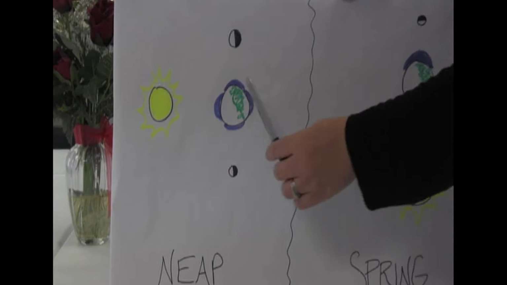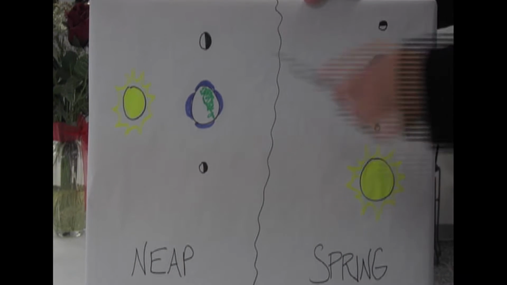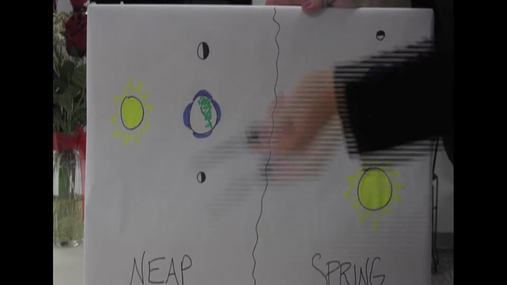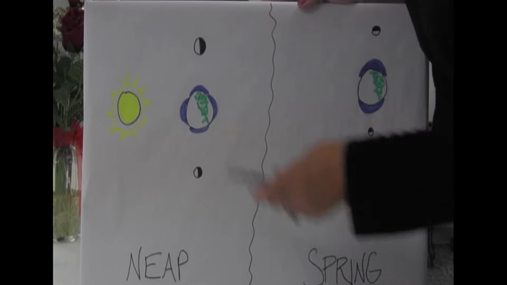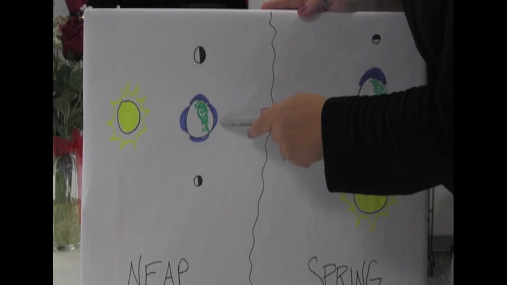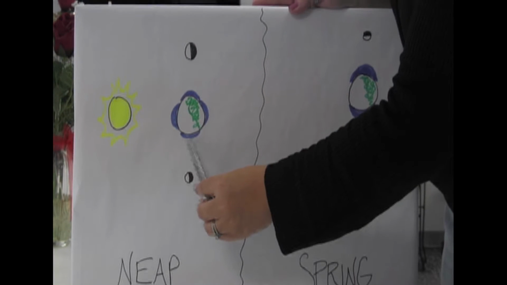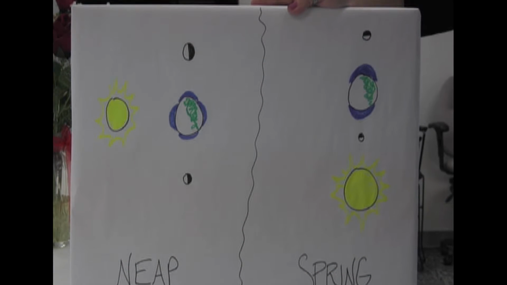In one case, you might have your first quarter moon or your third quarter moon. The side that's facing the Sun is the side that's lit up that you see. The side that's facing away is the side that's dark. And what happens is you have a bulge of water that gets pulled toward the Sun. A little bulge of water gets left behind on the other side of the Earth. And then there's a bulge of water that gets pulled toward the Moon, and a little bulge that gets left on the other side of the Earth.